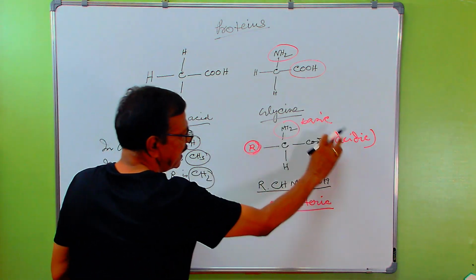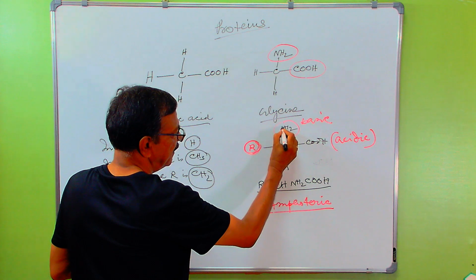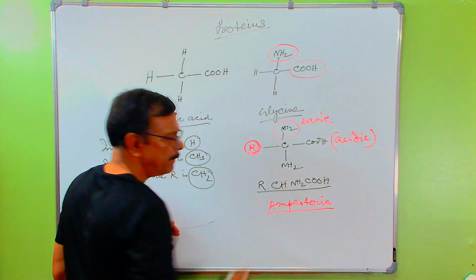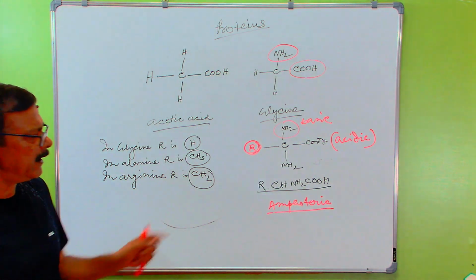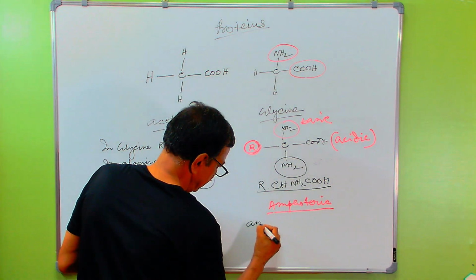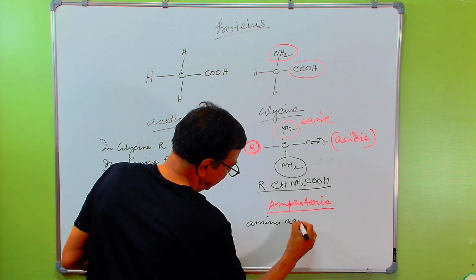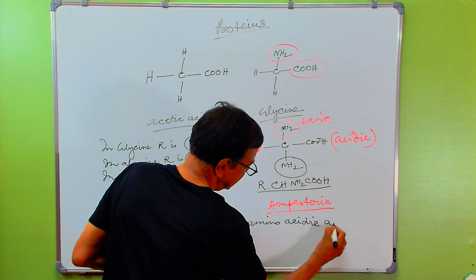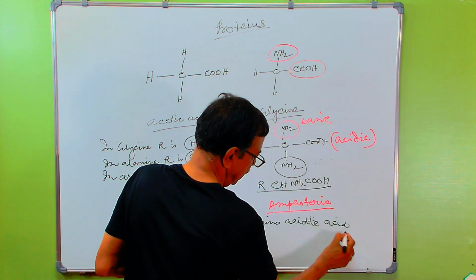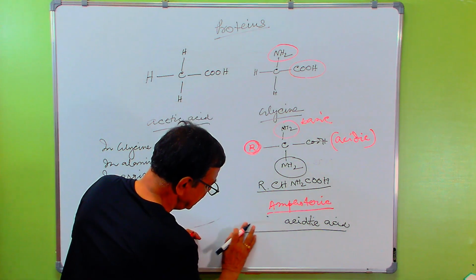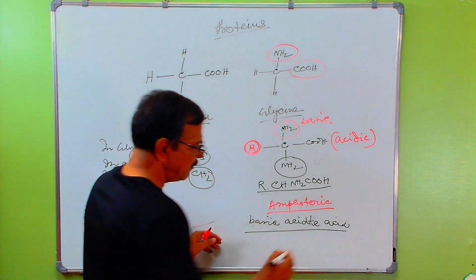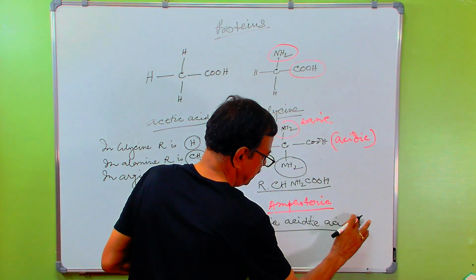If this amino acid is having one more amino group, these are called basic amino acids. These are called histone. Write it down, very, very important.